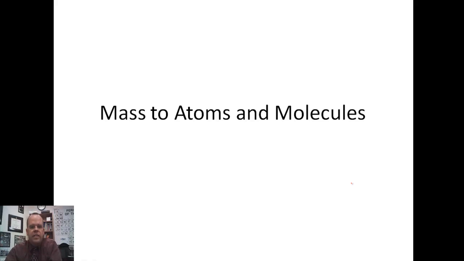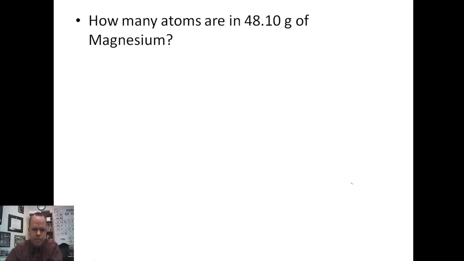In this video, we're going to look at examples of mass to atoms and molecules conversions. These are going to be two-step conversions because we're going to go mass to moles and moles to atoms and molecules, or the reverse, atoms and molecules to moles and then moles to mass. So we're putting together what we've done in the first two example videos into one problem.